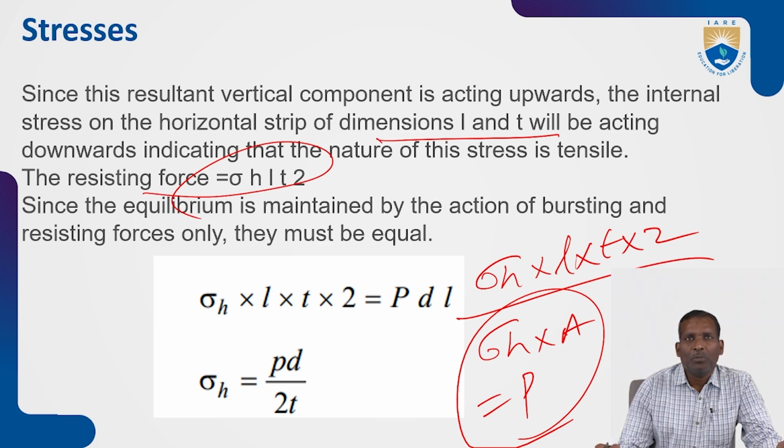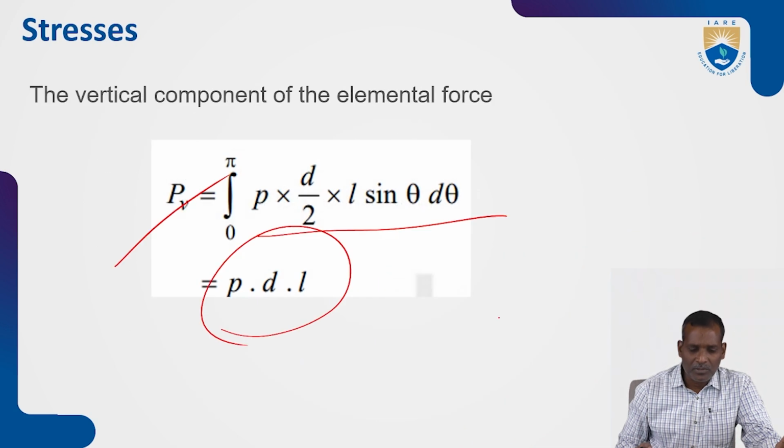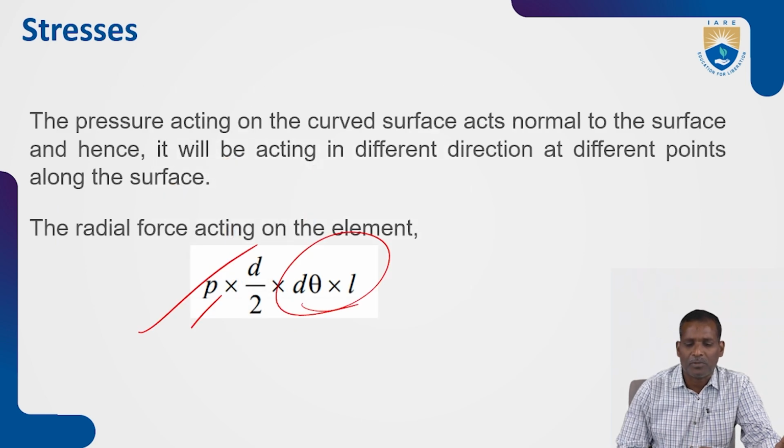So the equilibrium is maintained by the action of bursting and resisting force only. The resisting force is sigma h into L into t into 2, and the bursting force is PdL. We have already calculated the vertical component of the elemental force. This is the bursting force.